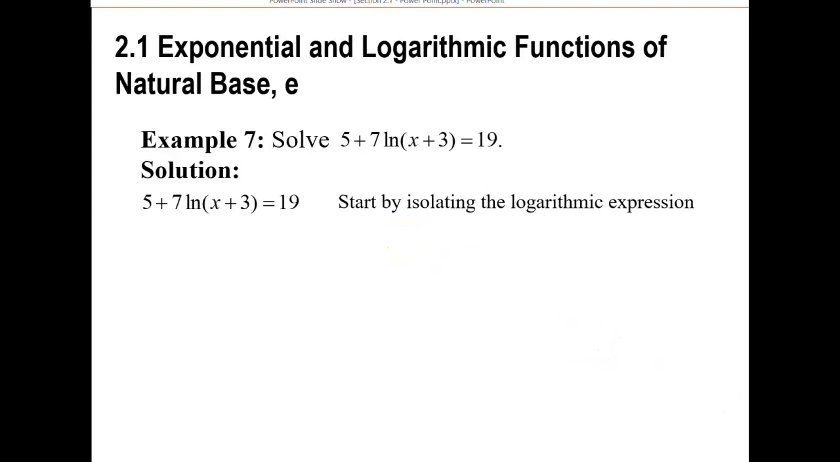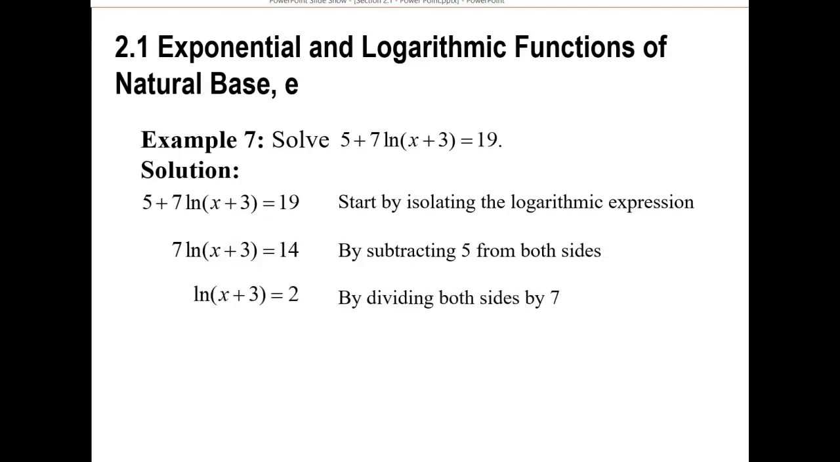If we start with this equation, we want to get natural log of x plus 3 all by itself. So step 1 would be to subtract 5 from both sides, giving me 7 natural log of x plus 3 would equal 14 if I subtracted 5 on both sides. Then we're going to divide by that 7 that's out in the front, so that would give me natural log of x plus 3 equals 2 if I divided both sides by 7.